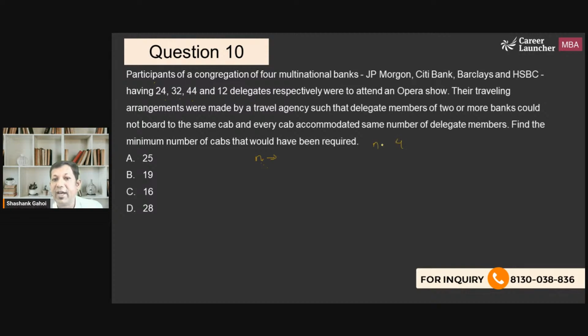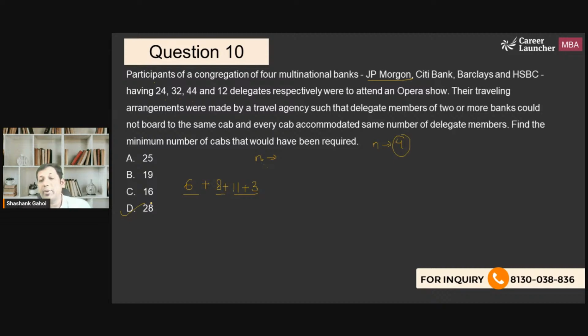So in every cab, there are going to be n people. So for JP Morgan, how many cabs are required? 6. For Citibank, how many cabs are required? 8. For Barclays, how many cabs are required? 11. For HSBC, how many cabs are required? 3. So basically, what is the total number of cabs I'm going to need? So 6 plus 8, 14, 14 plus 14, 28, and that's the answer. So this is a very standard question of HCF.